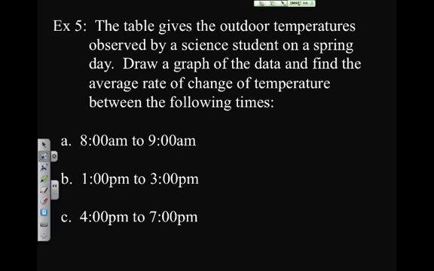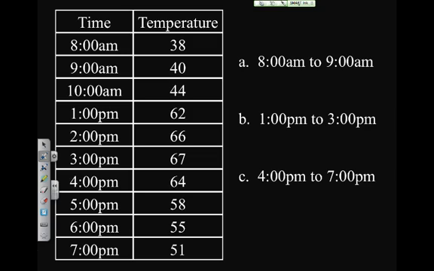And find the average rate of change of temperature between the following times, from 8 to 9, from 1 to 3, and from 4 to 7. So here is our table that we're going to use to answer those questions. So first of all, to set up the first one from 8 to 9, remember that means we're going to need, we'll just call it f of 9 minus f of 8 over 9 minus 8.